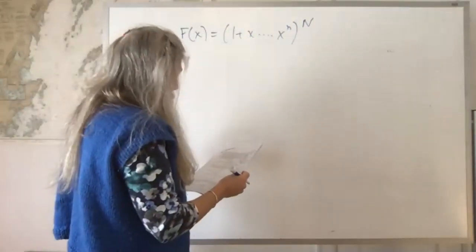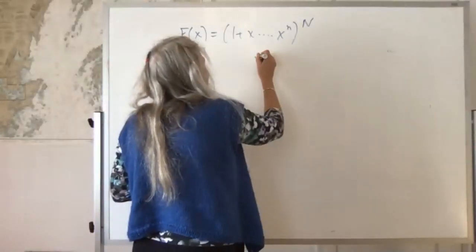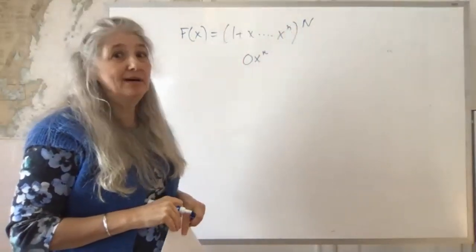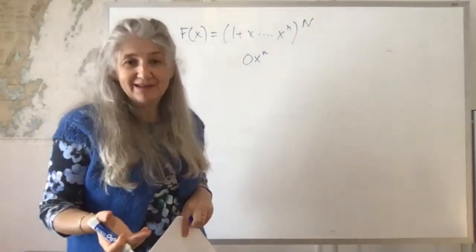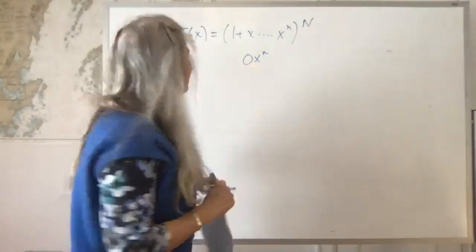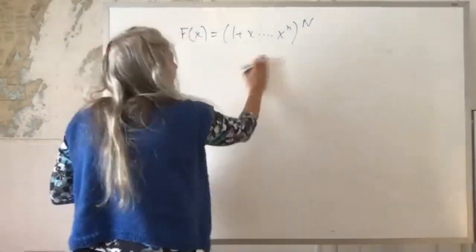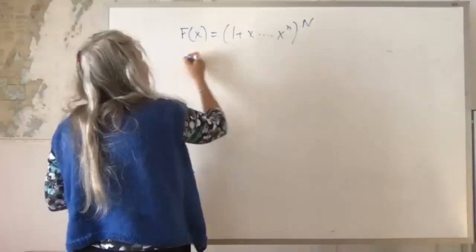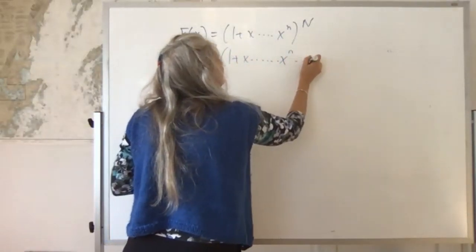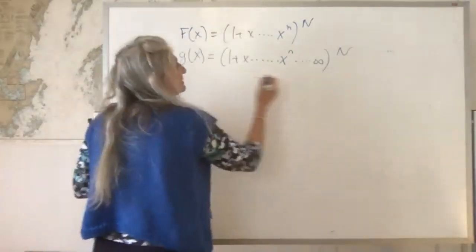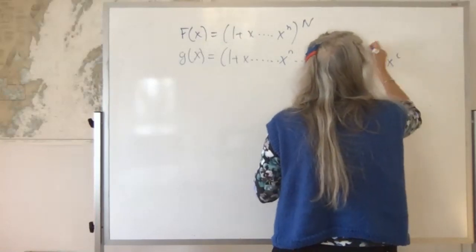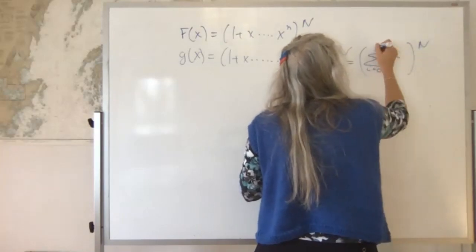Since I want the coefficient of the nth one, if I add extra terms inside the sum, they'll all have exponent bigger than little n, and so they are not going to affect my calculation of the coefficient that goes in front of the x to the n. So instead of using this function, I could use this function to do the same computation all the way to infinity. So let's write this out in terms of the sum of x to the i, where the sum goes from i equals 0 to infinity.